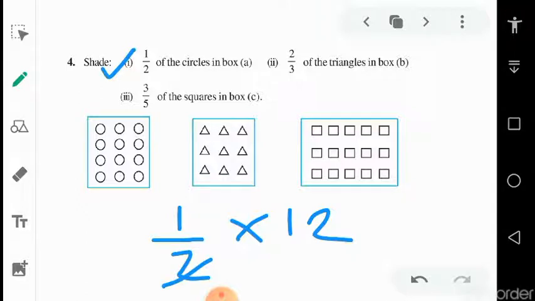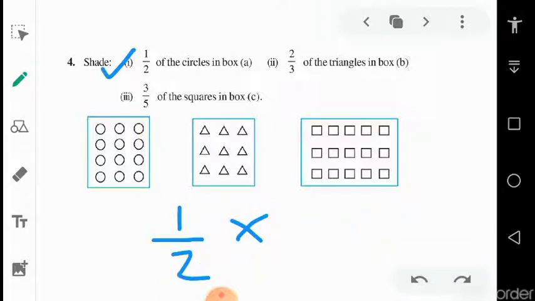As you can see, if we cut them we get 6, and obviously half means just half of the whole, so 6 circles can be shaded, any 6 you can choose. Now the answer is 6 circles, and you can shade them or color them according to yourself.